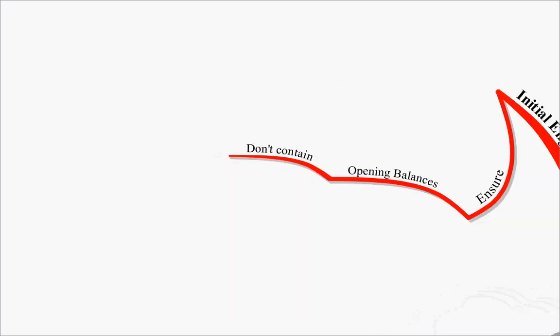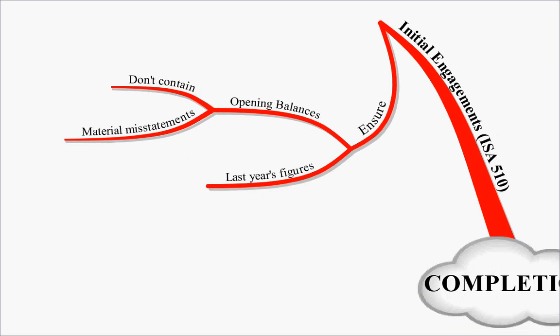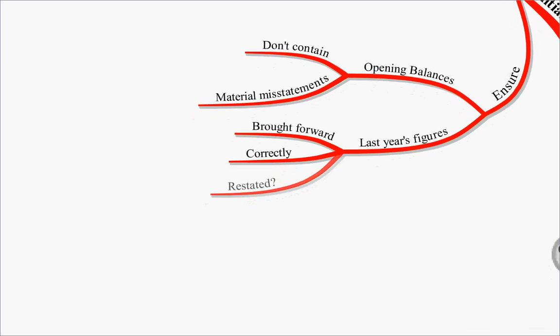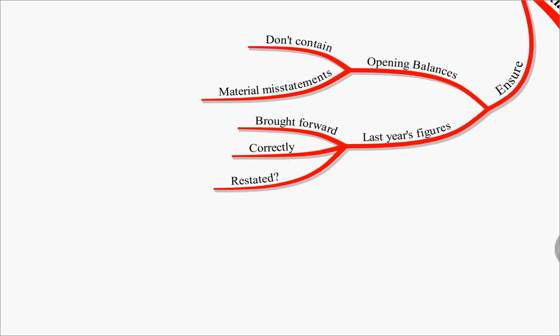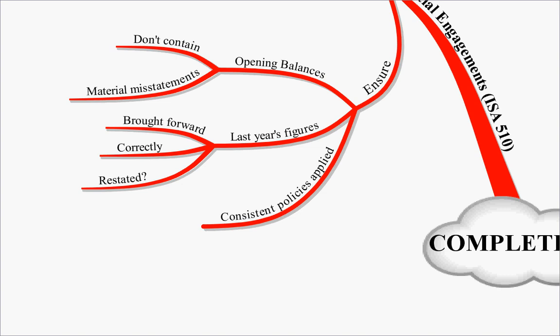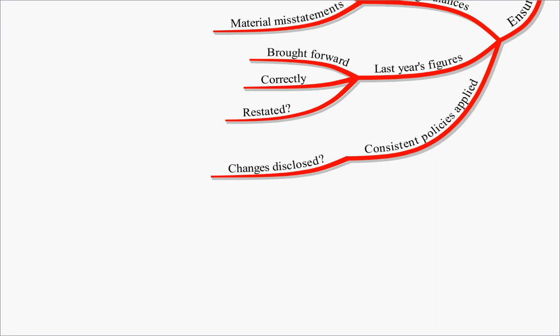under ISA 510. So the requirements under ISA 510 are to ensure that the opening balances don't contain material misstatements. You also have to check last year's figures and make sure that they're brought forward correctly. If there have been any restatements, you have to make sure that the figures reflect those restatements. You also have to check that consistent policies have been applied to both sets of accounts. Have any changes in accounting policies been disclosed?